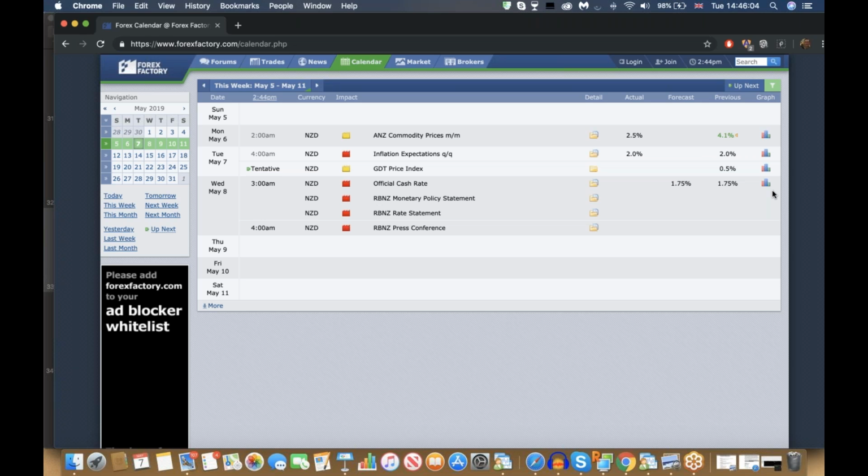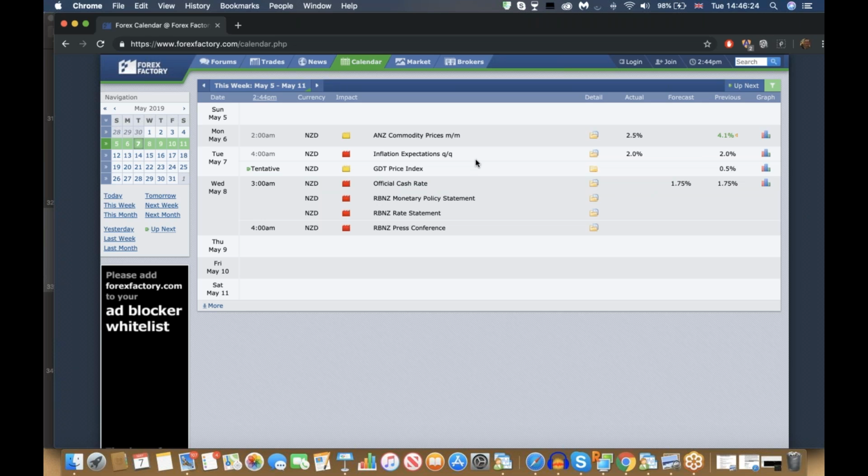Exactly. If the Reserve Bank of New Zealand cuts the cash rate, the New Zealand dollar will fall. It'll fall sort of 80, 90 points on the release. It'll be a strong, hard fall. And that's it. Well done, Nadir. Well done, Ifam.